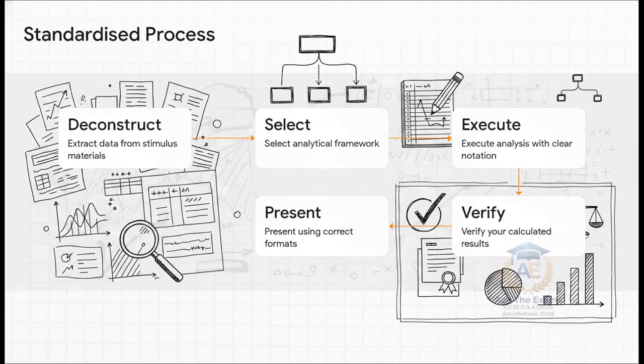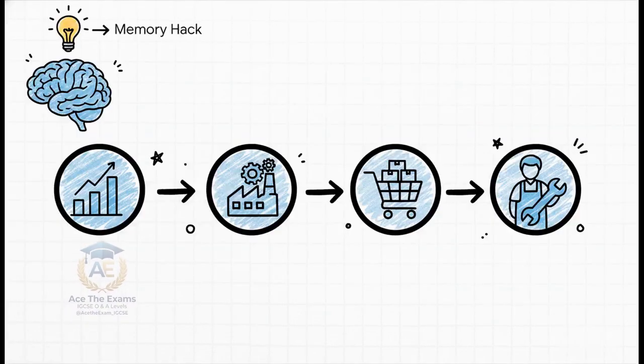Step 2, select your analytical framework. Step 3, execute your analysis with incredibly clear notation. Step 4, verify your results, and Step 5, present everything using the correct professional terminology and format. Honestly, skipping even one of these steps or messing up your timing here is where easy marks are completely thrown away. Here is a quick memory hack to stay organized and ensure you process data in the correct chronological flow.